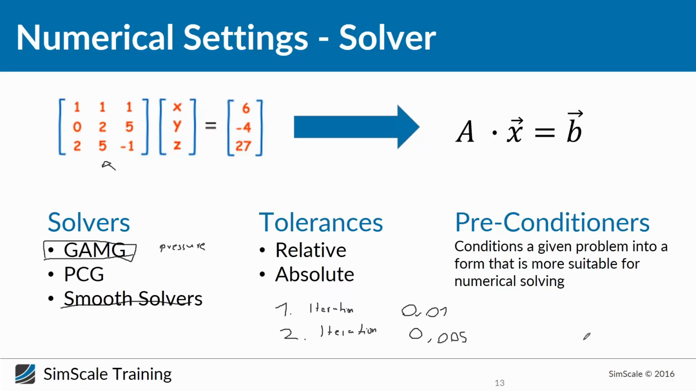and the absolute convergence criterion is still 0.01. And as I mentioned, preconditioners are used to condition a given problem into a form that's more suitable for numerical solving. So for every quantity I calculate, pressure, velocity, and maybe temperature, or k and omega, I have to define which solver I want to use, which relative and absolute tolerance, and whether I want to use preconditioners or not.